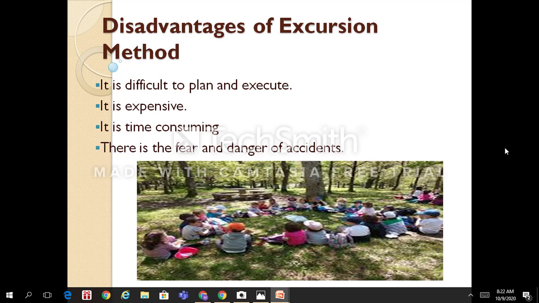Disadvantages of the excursion method include that it is difficult to plan and execute, because if you are taking your children outside your classroom or outside the school, you must make sure that you are prepared, you plan. If you don't plan, you will fail. And also, this method is very expensive.